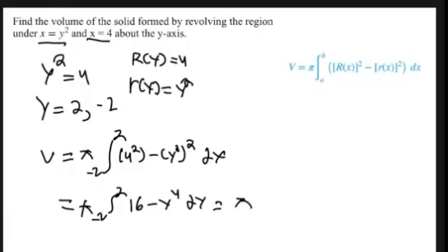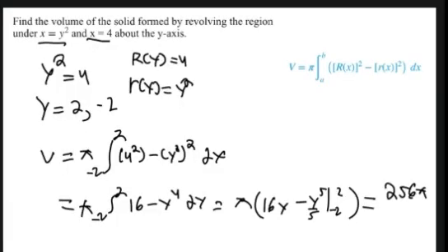Once we integrate it, we get 16y minus y to the power of 5 all over 5. And we evaluate that from negative 2 to 2. And this gives the same arithmetic as the previous problem, so we're just going to get our final answer as 256 pi over 5. And this is a really important example because it shows that sometimes the main skill is choosing the correct variable.